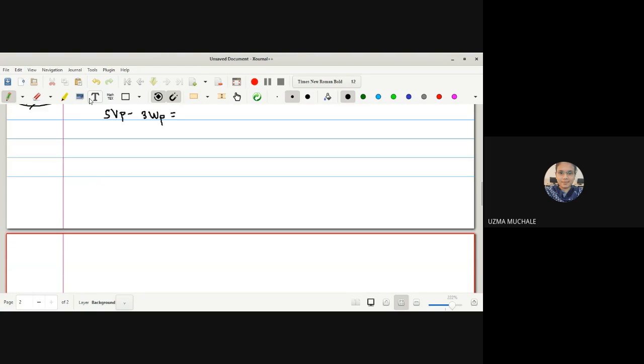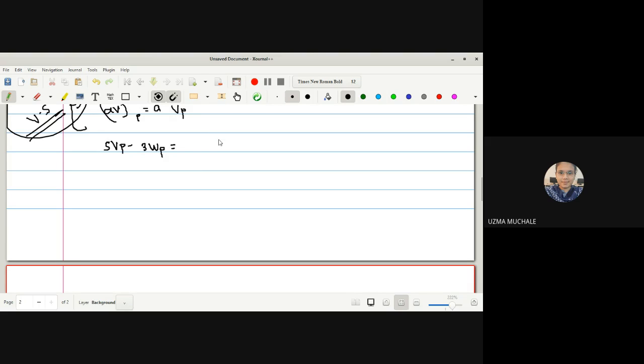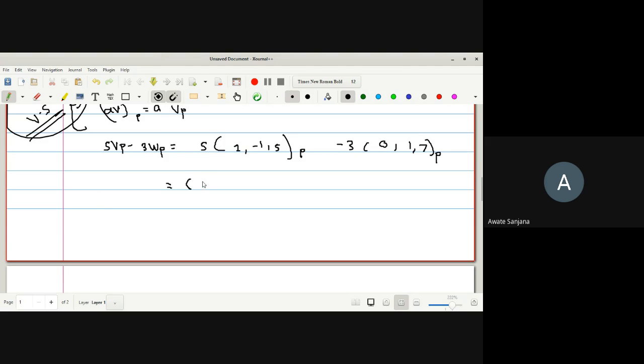Okay. So for that, first we will evaluate 5Vp. What is vector v we are provided? It is 2, minus 1, 5 at point P. I hope everyone is writing this. The next vector w is given to us as 0, 1, 7 at a point P. Okay, written this one? Yes, ma'am. 5 into 2, 5 into minus 1, 5 into 5.